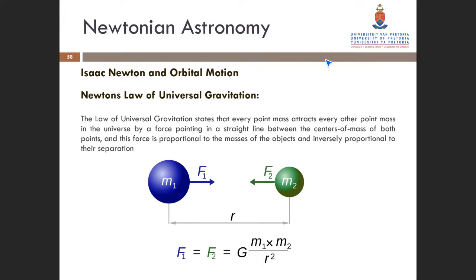And then it comes to Newton's law of universal gravitation. The law of universal gravitation states that every point mass attracts every other point mass in the universe by a force pointing in a straight line between the centers of mass of both points. This force is proportional to the mass of the objects and inversely proportional to their separation. So this force equals G, the universal gravitational constant, times mass 1 times mass 2 divided by the distance between them squared.